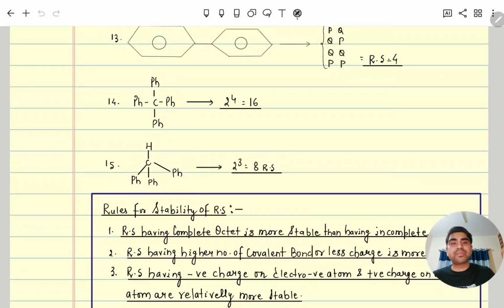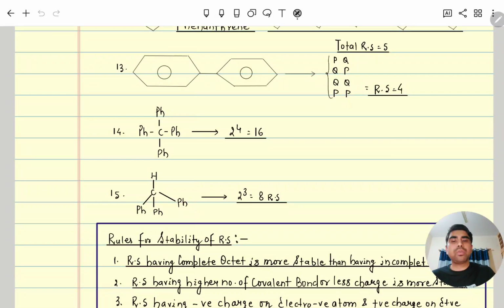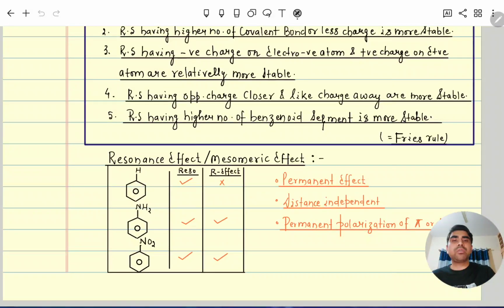Like here you can see that both have that benzene structure. So this resonating structure is relatively more stable as compared to here. Like here one benzene segment is there, but in the other the benzene segment is not there. So in this both, this resonating structure is more stable. So this is called Fry's rule, that the resonating structure having more benzenoid segments is more stable. Clear?